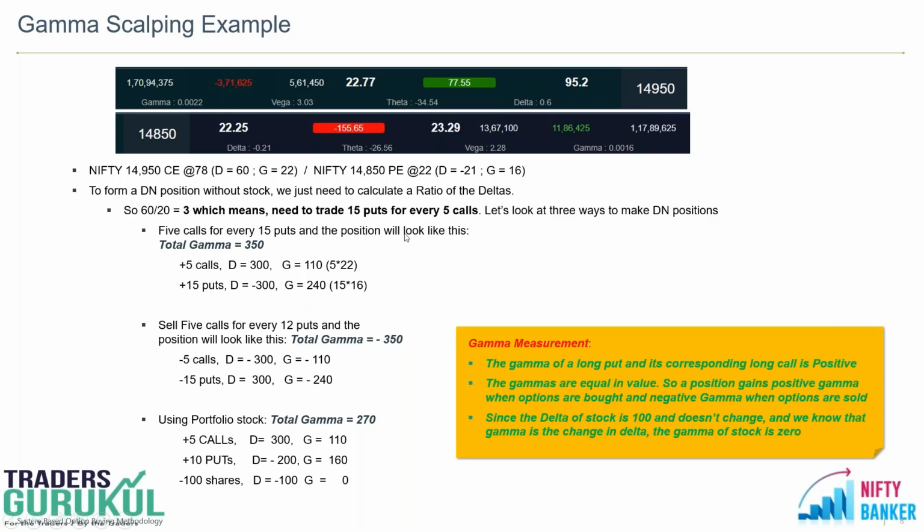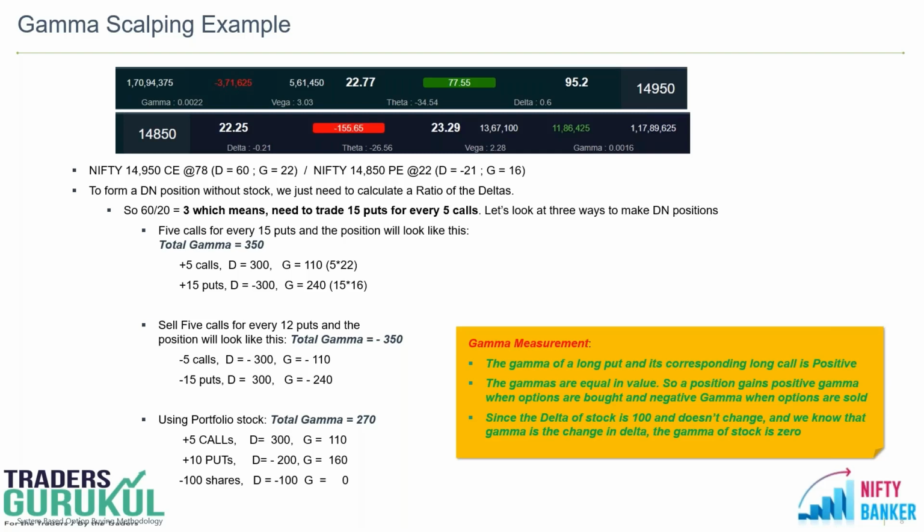So if you need to buy, you need to trade 15 puts for every 5 calls, correct? Because obviously the put delta is 20, so you need more puts to neutralize the effect of the call's delta. What is the ratio? The ratio is 3. So you need to trade 15 puts, and for every 15 puts there should be 5 calls.